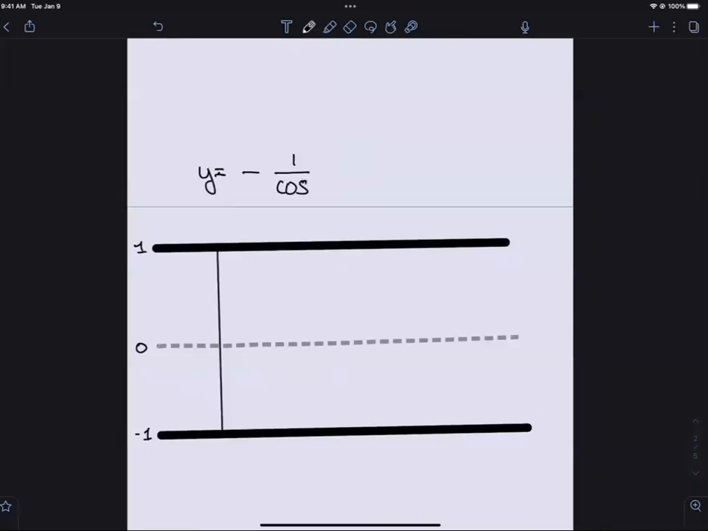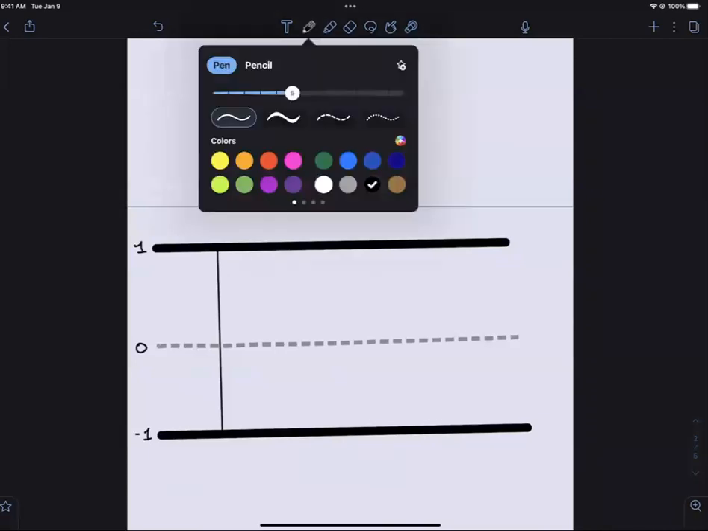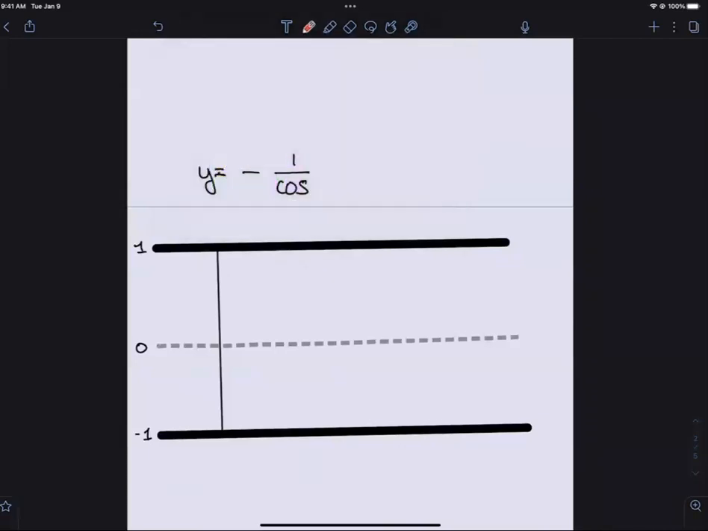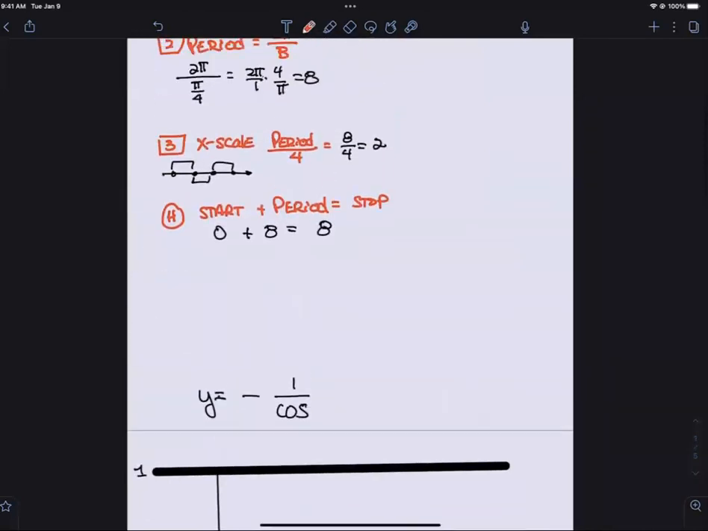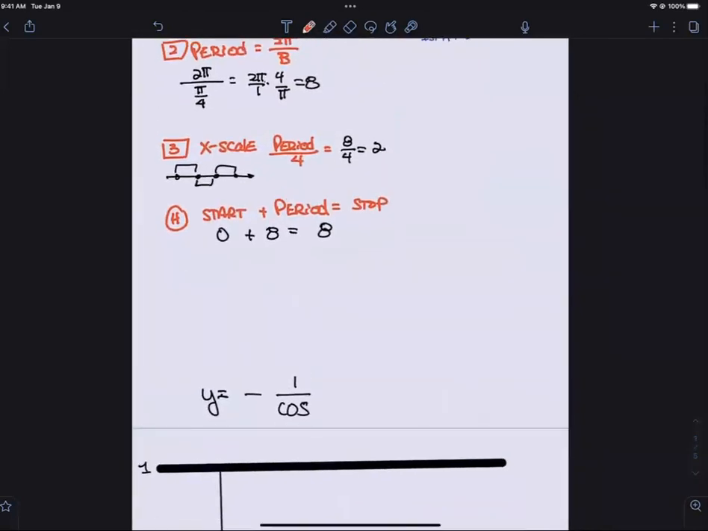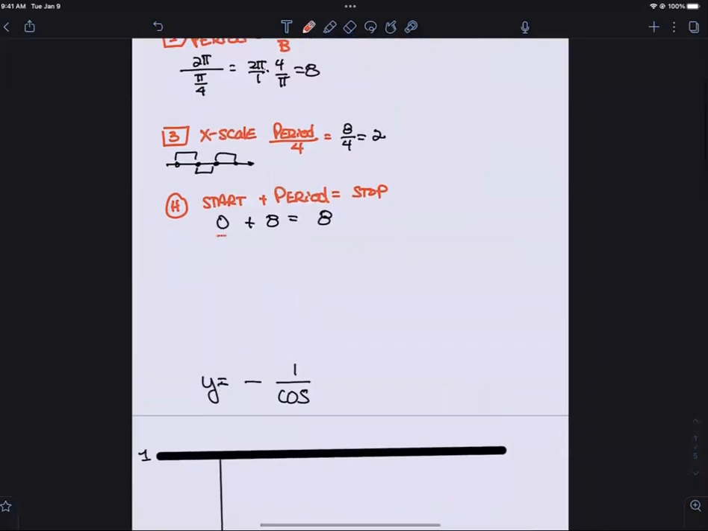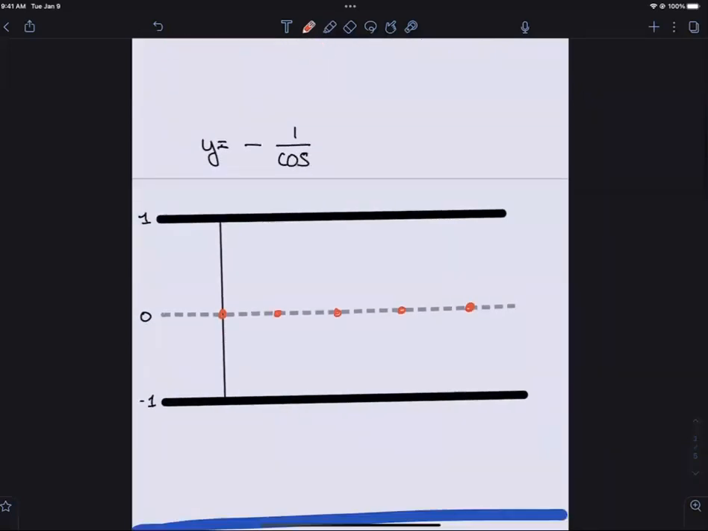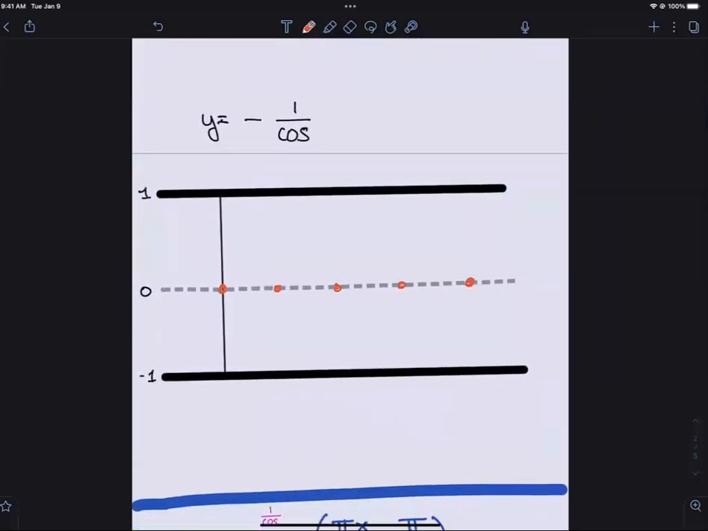Let's see, this graph is going to start at 0. So let's give ourselves the 5 starting points. So I've got 1, 2, 3, 4, 5 points. I'll start at 0, and my X scale is set to count by 2s as I go across. So I'm starting at 0, I'm traveling 8, so I should end at 8. So as I'm labeling my points, I'm going to label by 2. So I'll start with 0, +2, +2, +2, +2.